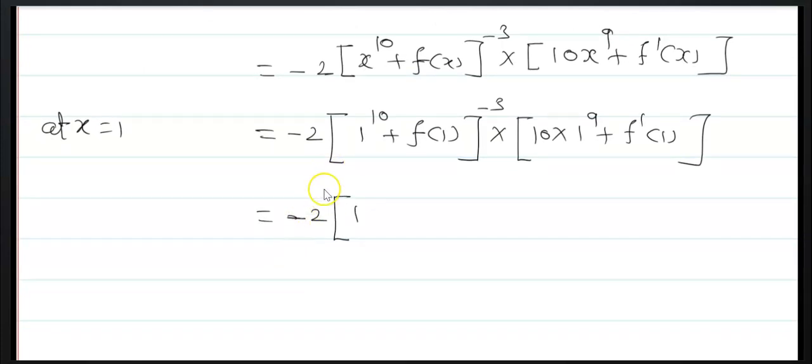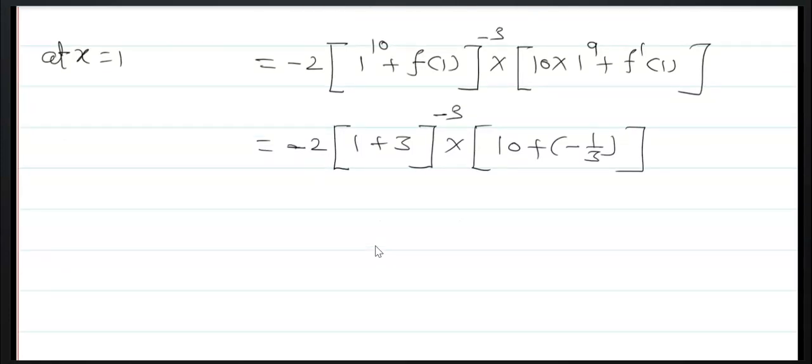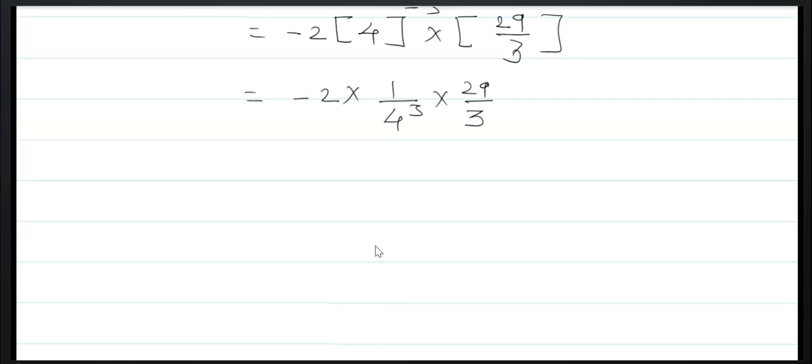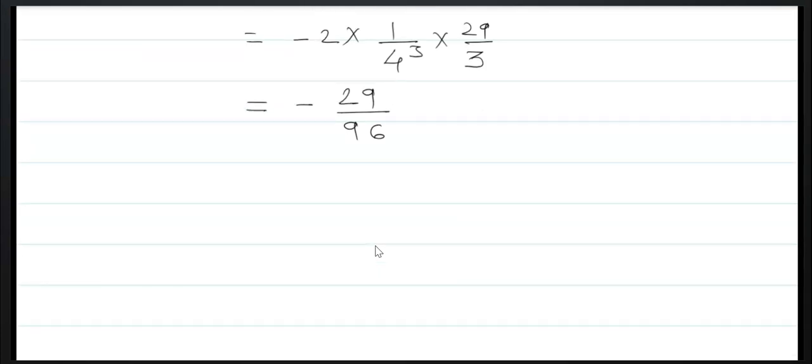Here it is minus 2, 1 raised to 10 means 1, and the value of f of 1 is 3, raised to minus 3, into 10 plus f dash of 1. f dash of 1 is minus 1 upon 3. Therefore, it is minus 2 into 1 plus 3, which is 4 raised to minus 3, into 29 upon 3. That is minus 2 into 1 upon 4 cubed into 29 upon 3, which is minus 29 upon 96 if we simplify it.